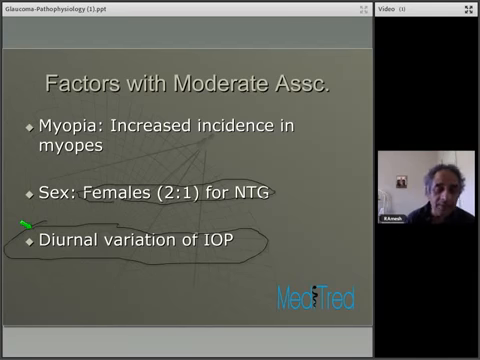And if the peak pressure is greater by more than 8 to 10 millimeters of mercury from the lowest intraocular pressure reading for that particular day, that increases the risk of this particular patient developing glaucoma.